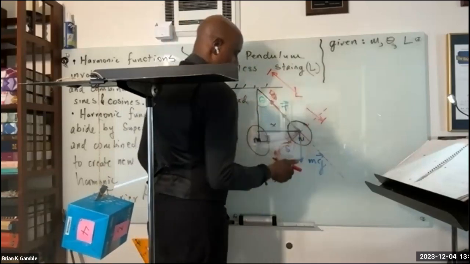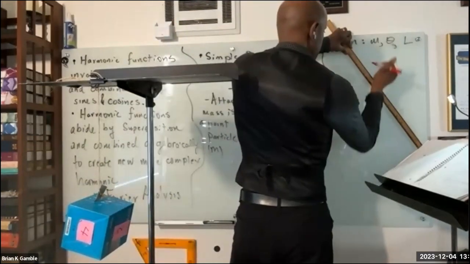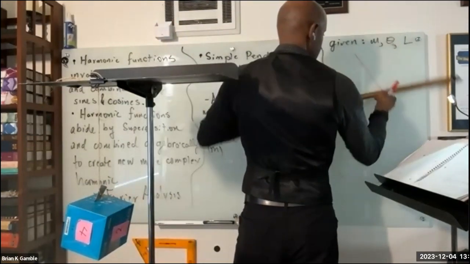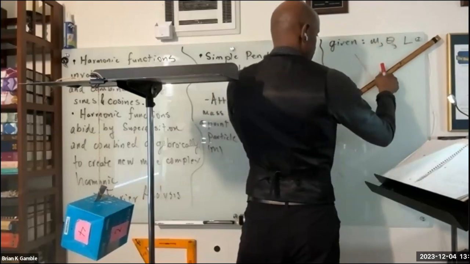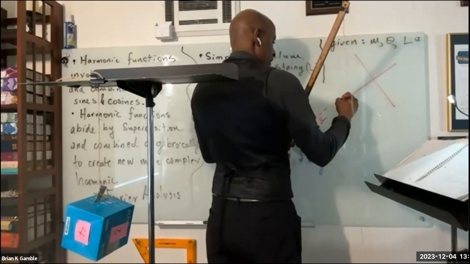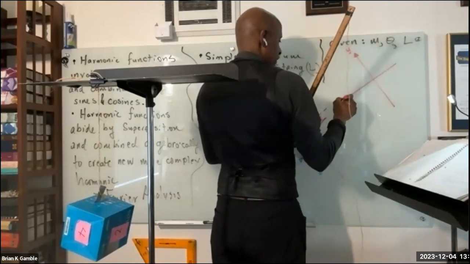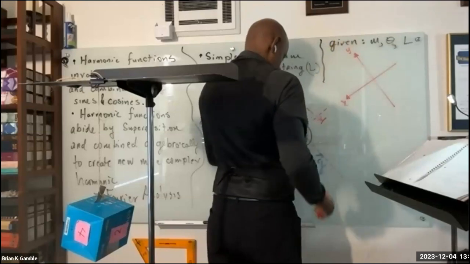Let's do a free body diagram over here. Positive x, positive y, and gravity straight down.